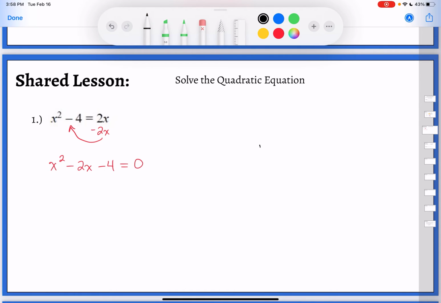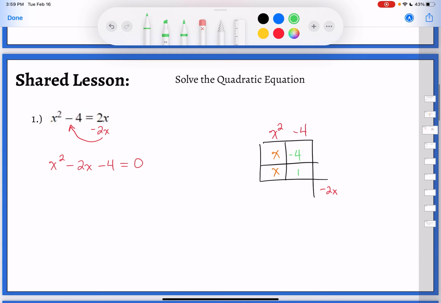Now, if I was going to solve this by factoring, I'd have to do my factor box here, right? X squared, negative 4 on top, negative 2x down in the nook. Obviously, this is x times x. 4 and 1, negative 4 and 1. Nope, that's not going to work. 4 and negative 1, that's not going to work. How about 2 and 2?